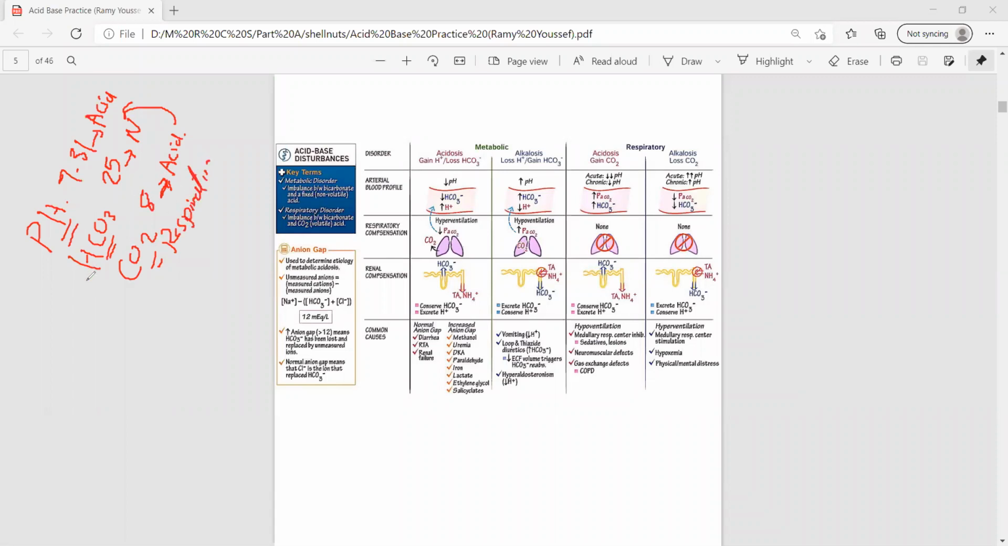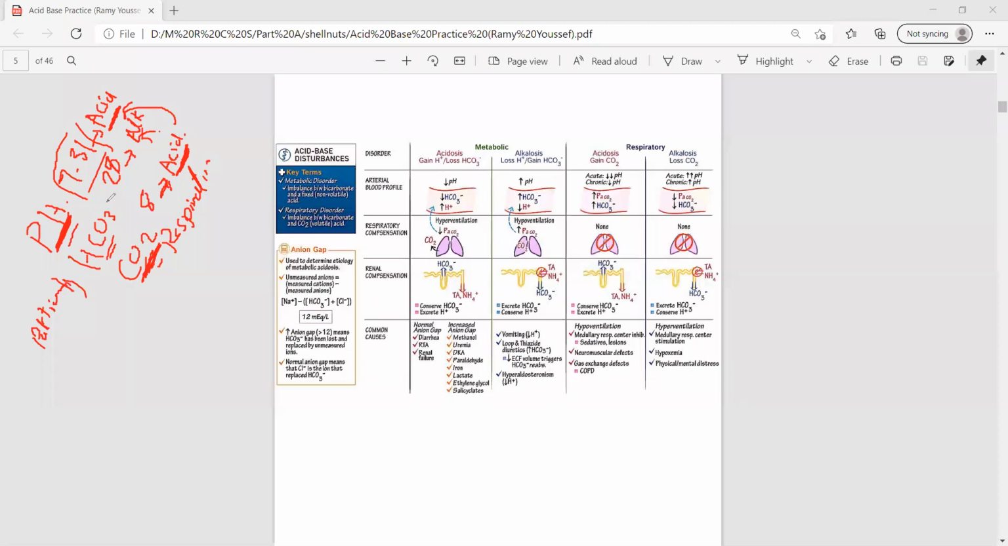Compensated or not compensated? Not compensated. If I found this HCO3 28, normal, it will be alkalotic. Okay, and the pH is what? Acidotic. So the main problem is acidosis, but I have some compensation here, but still the pH is not back to normal. So this is partially compensated.